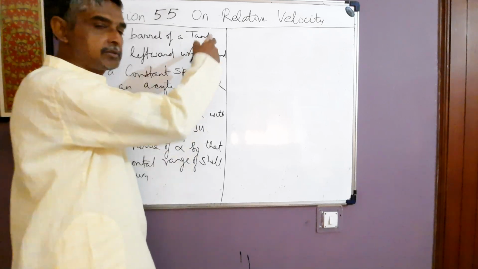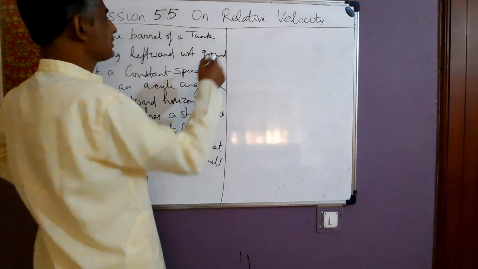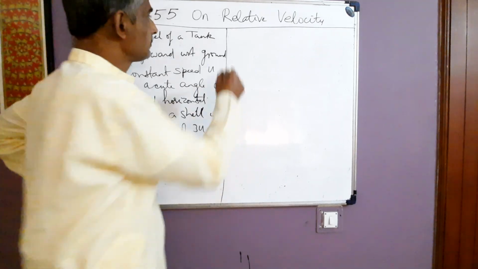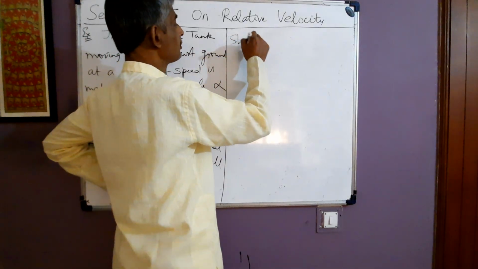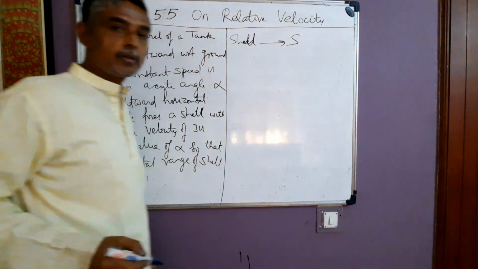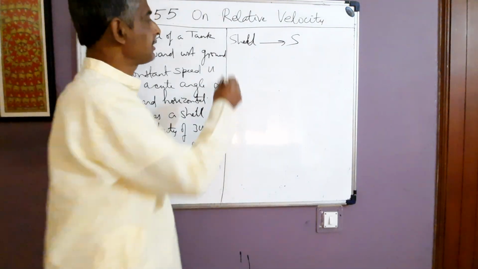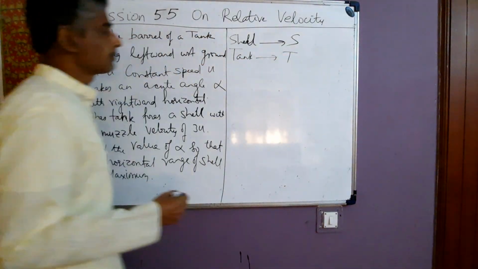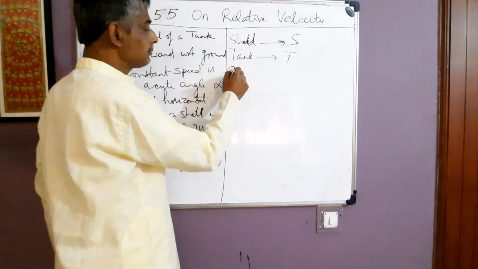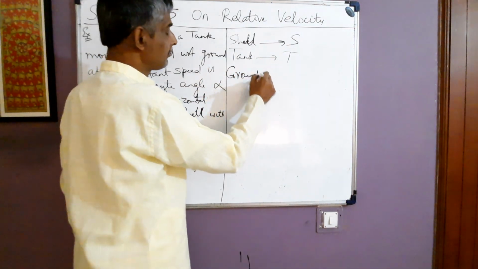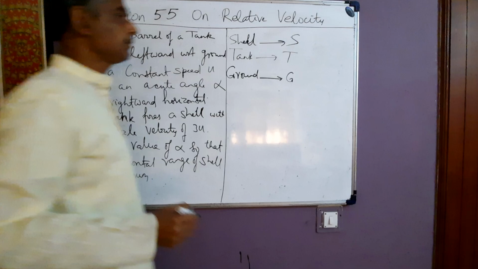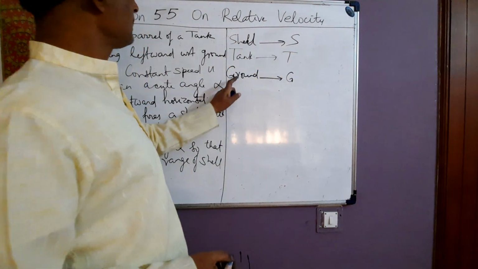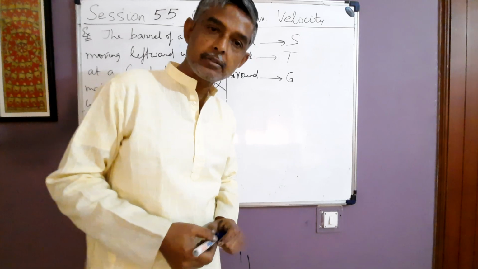Now first we'll identify the frames under consideration. The object under consideration is the shell, denoted by S. Instead of the F frame we have the tank frame, denoted by T. Instead of the G frame we have the ground frame, denoted by G. So instead of shell we have S, instead of tank we have T, instead of ground we have G.